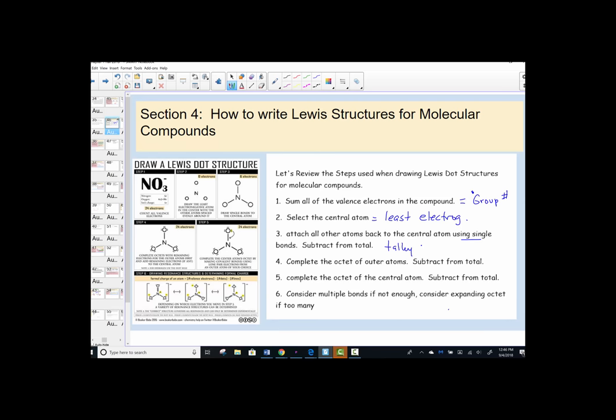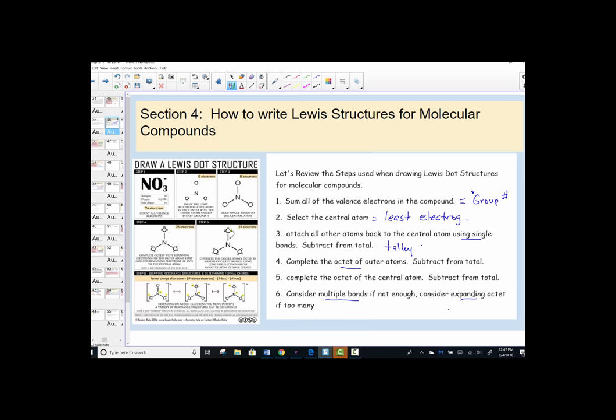Step 4, we fill out the octet of all of the other outer electrons. And step 5, we finally fill the octet for the central atom. If you do not have enough electrons to fill the octet, that's your clue that a multiple bond is used. If you have more electrons left over after we're done subtracting, you place them on the central atom and expand the octet.